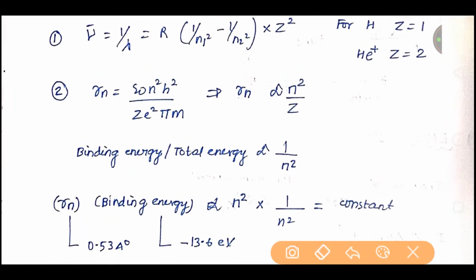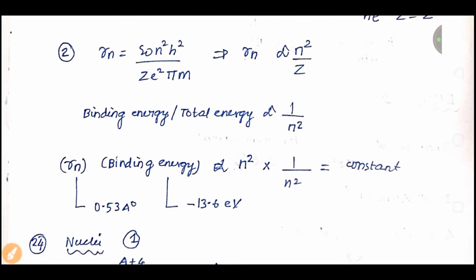Next concept, Rn. This formula-based radius: the radius in the nth orbit is equal to ε0 n square h square by Z e square π m. So all these are constants. Rn is proportional to n square by Z, right?